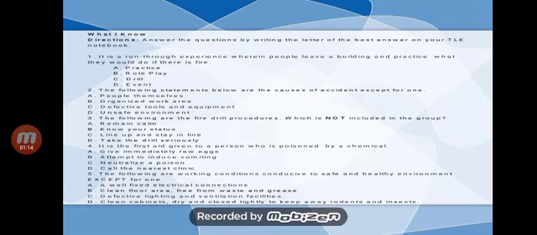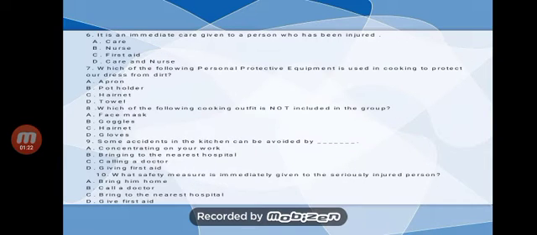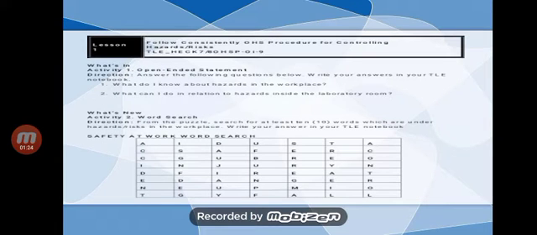First, what I know. Direction: answer the question by writing the letter of the best answer. Answer the what I know activity. After answering the what I know activity, lesson 1: follow consistently OHS procedures for controlling hazard risk.